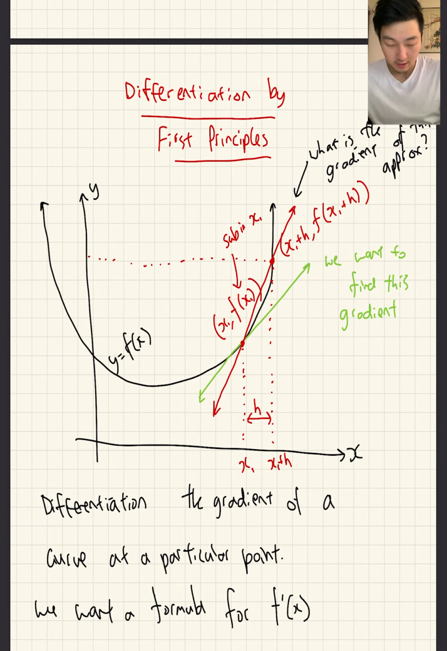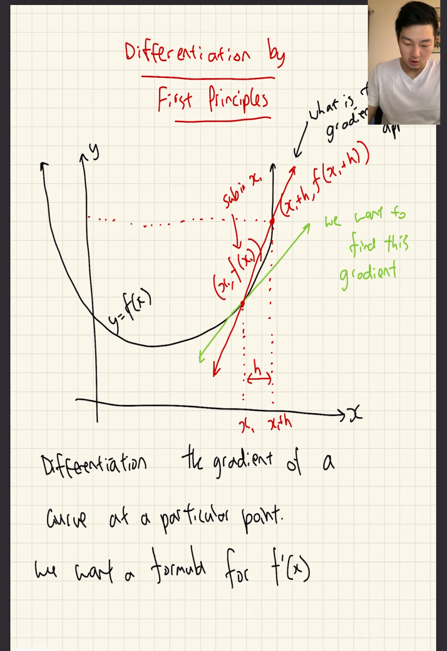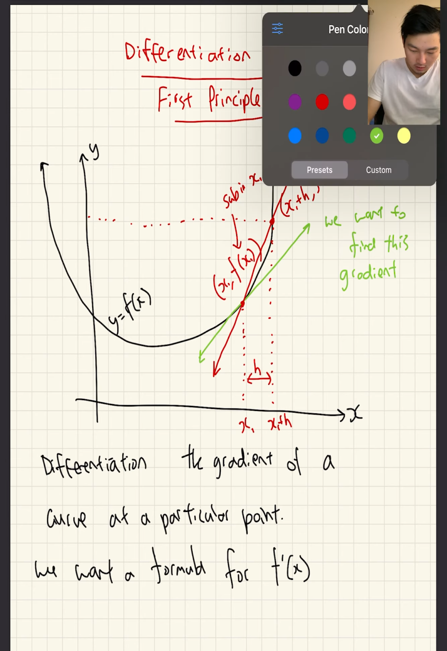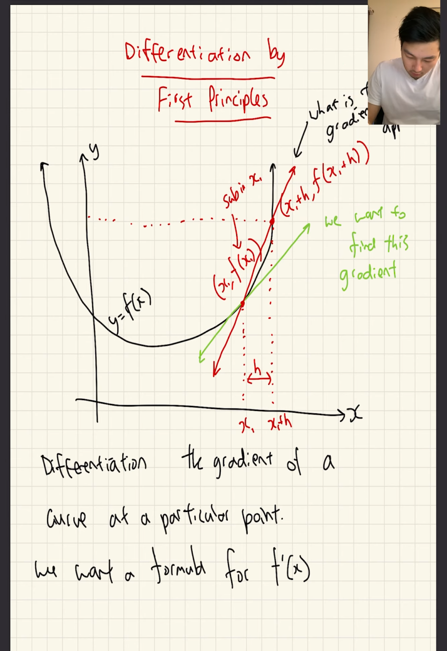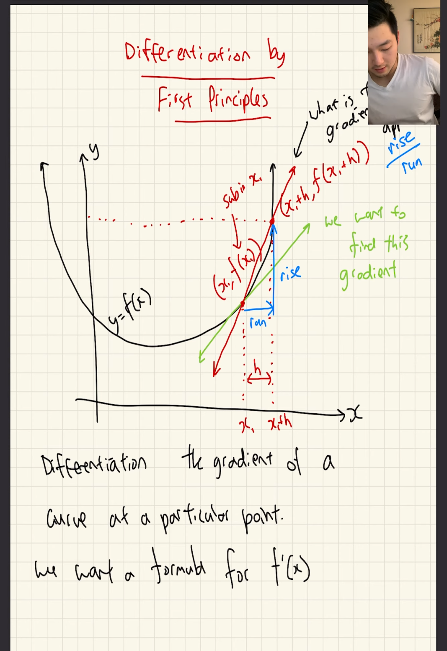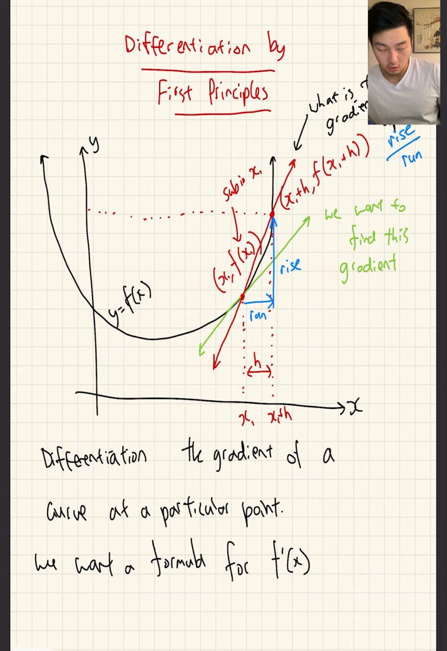So to find the gradient of this approximation, we can just take rise over run. Let's change the color here. We can take the rise over the run. This is the run and this is the rise. Rise over run is going to be the gradient, because we have 2 points and we just want to find the gradient between those 2 points.